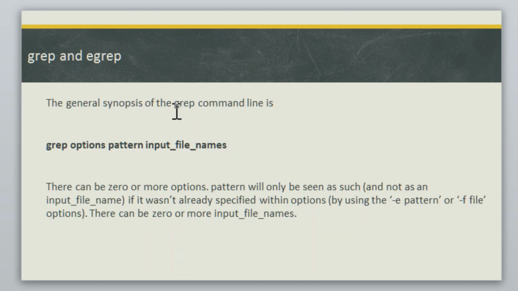The general synopsis of the grep command line is here. So you do grep, any options you want to supply to it, the pattern you're looking for, and then the file you're searching in. There can be 0 or more options. Patterns will only be seen as such if they weren't already specified within options. There can be 0 or more input files, so you can actually use multiple files when you're searching as well.